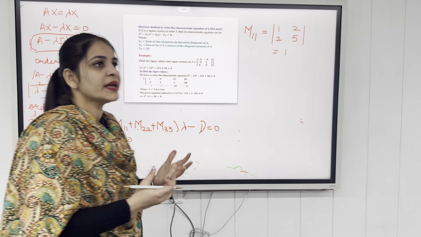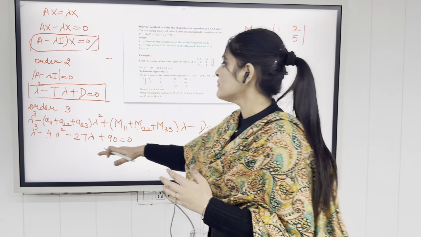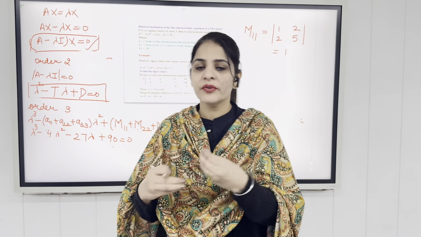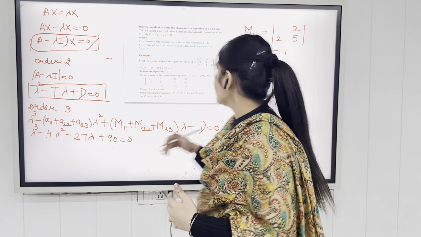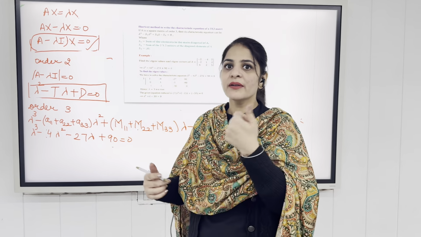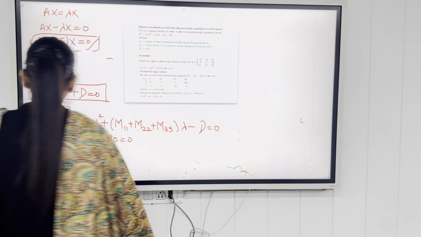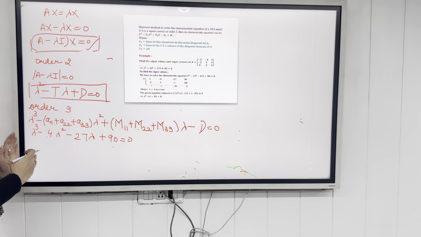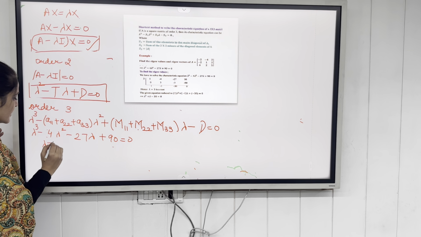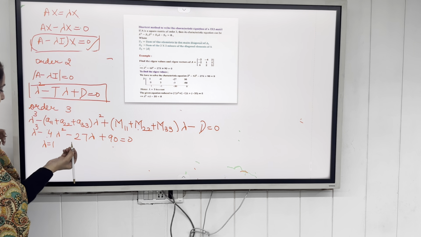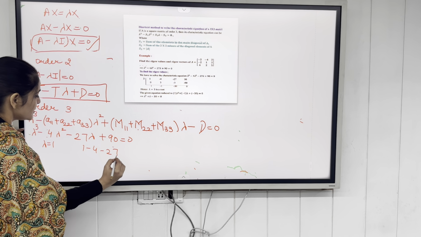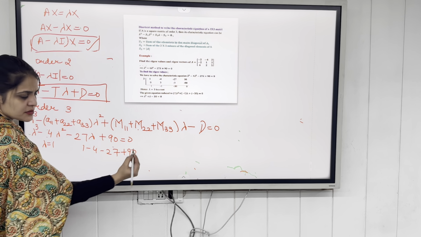Now we have to find eigenvalues. It means we have to find the roots of this equation. Because this is a cubic equation, we don't have any direct rule for this. We have to go for hit and trial for the very first root. What do you mean by hit and trial? We will put the values turn by turn, and the left and right side must be equal. We are putting lambda equal to 1. Put lambda equal to 1 here. We are having 1 minus 4 minus 27 plus 90. This is not equal to 0.